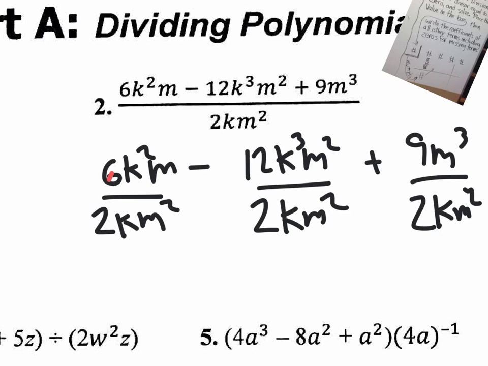Like the 6 and the 2 cancel out. You have a 3 left over up on top. The bottom k cancels out with one of the top k's, and you'll have one top k left over. 1 m on top cancels with one of the bottoms. You have one left over. So the first term would be 3k over m. That's the first part of your answer.